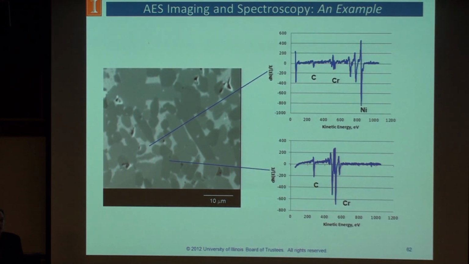Okay, here's an example of another combination of spectroscopy and imaging, of a nickel-chromium-carbon alloy. With the SEM, we could see clear domains of different compositions. The darker ones have a little more chromium and carbon. The lighter regions are a lot more nickel rich. So this is a pretty simple example of domains forming in an alloy.